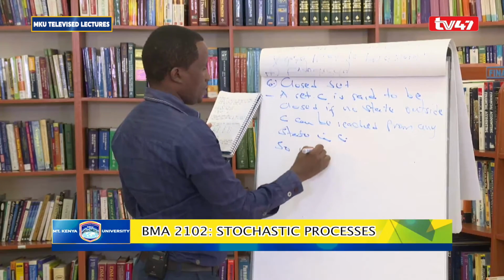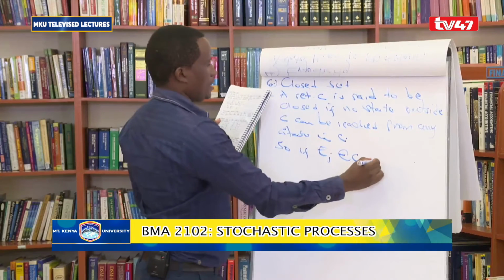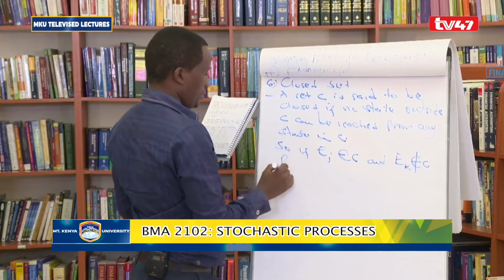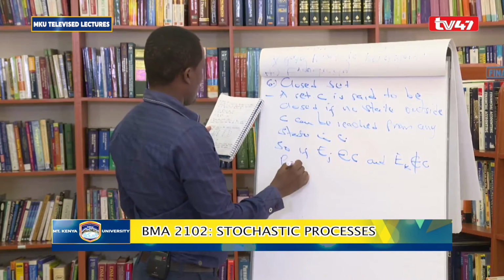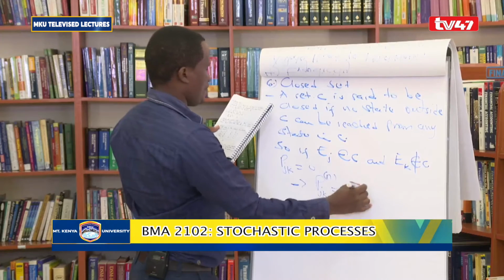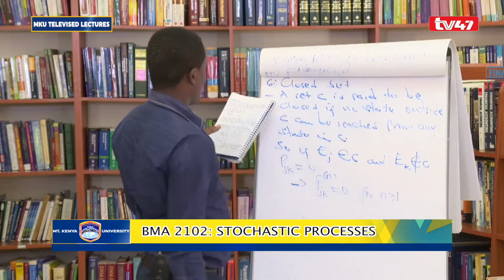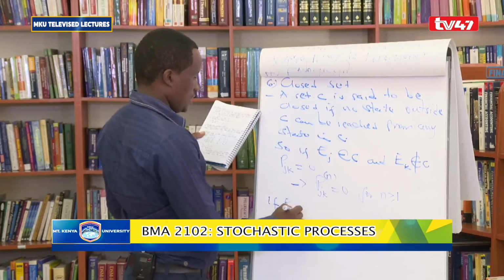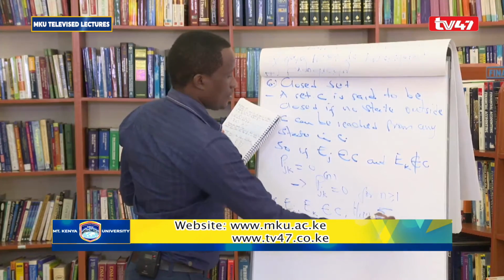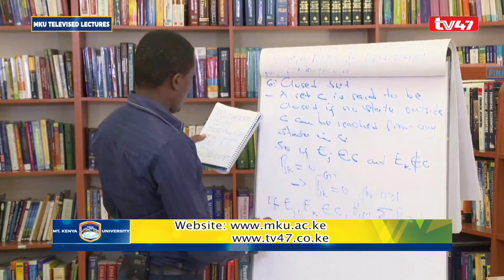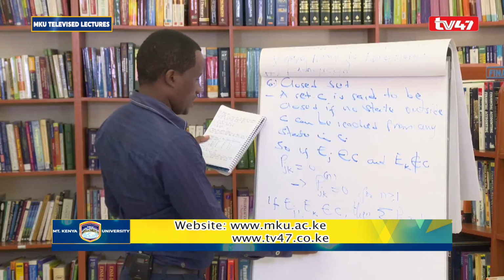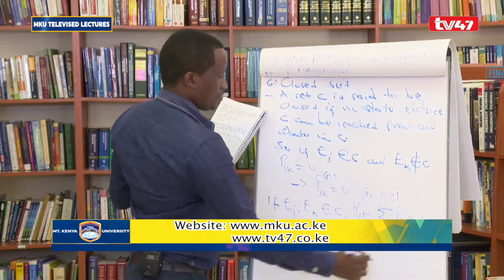Thus, if state J is a member of C and state K is not a member of C, then PJK has to be 0, implying that however many steps you carry out, you will never reach K from J. Now, if states J and K are members of C, then the summation over all K of PJK should be equal to 1, implying that the summation over all K of PJK in n steps is 1 for n equals 1.